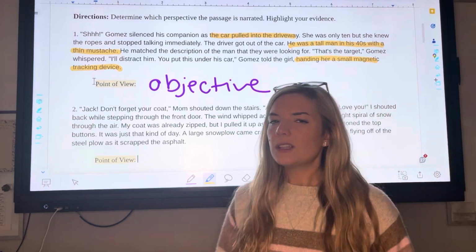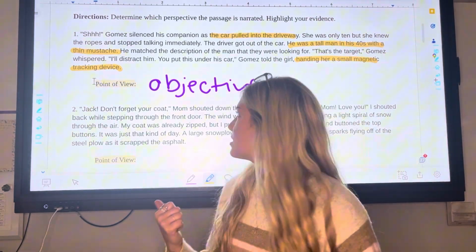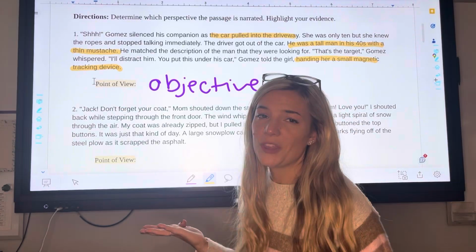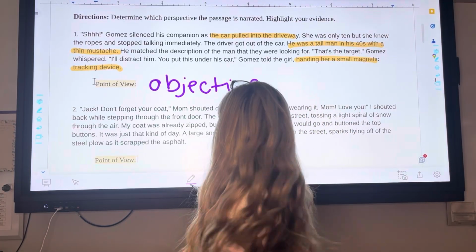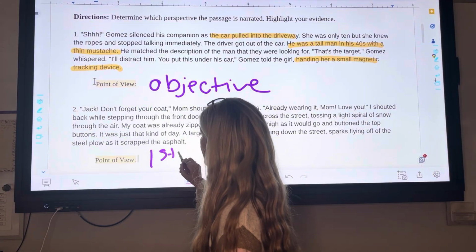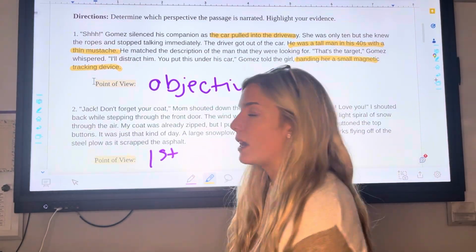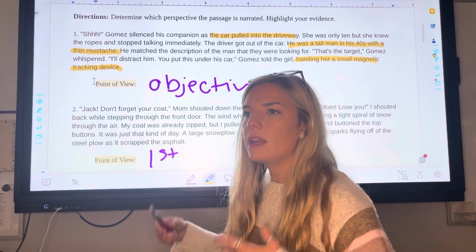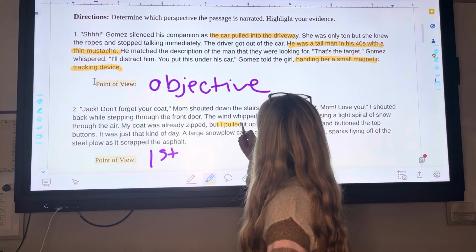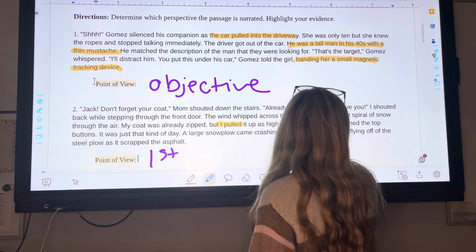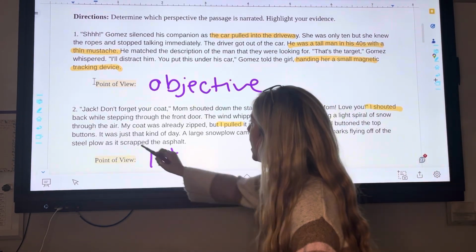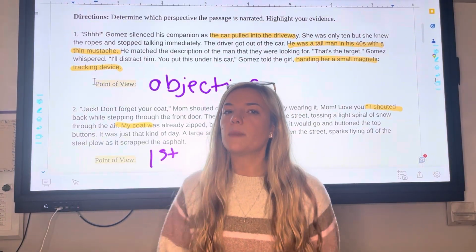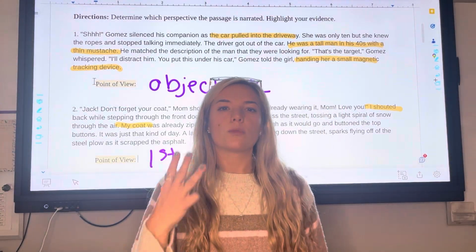So this one should be pretty easy because I see words like I, my, and mostly those words. So that tells me this is first person. We should already know that from grades before 8th grade. Now let's find our evidence. Really, you just need to find the words I, my, or any words like that. So we could do I pulled, I pulled it up, I shouted, my coat, and that right there is 3 pieces of evidence. So you need to tell me what point of view, and you need to give me 3 pieces of evidence.